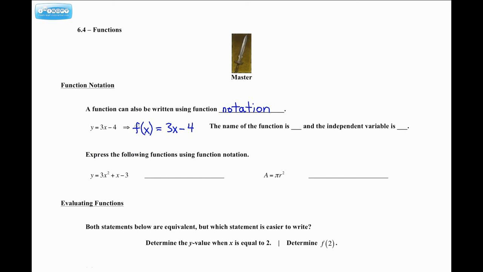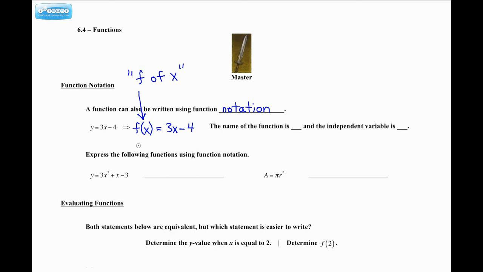Okay. How do we pronounce that? How do we read it out loud? We don't say fx. We don't say f times x. That's not what it means. We say f of x. In other words, it means that f is some function of x. In this case, it's 3x minus 4.